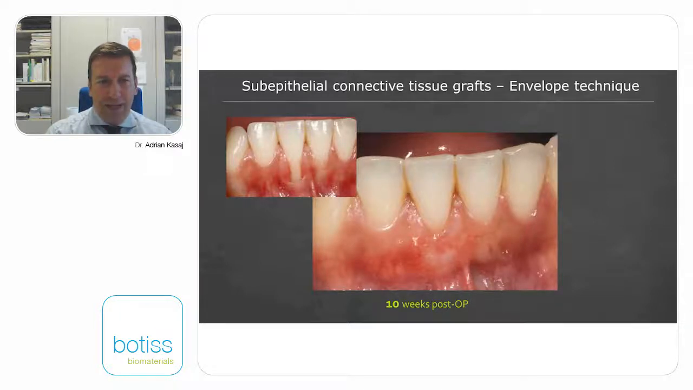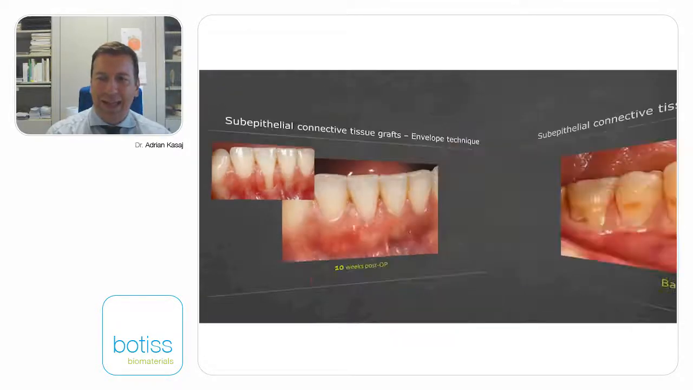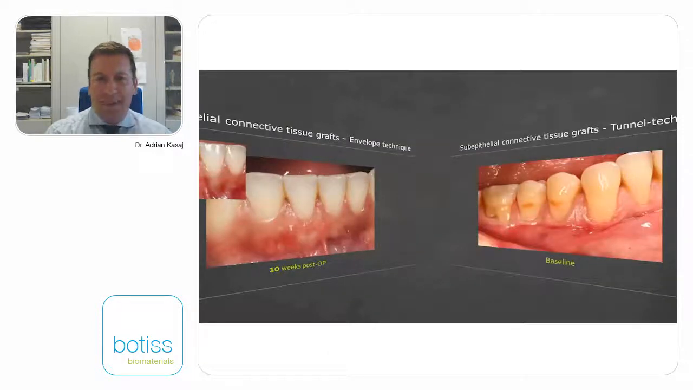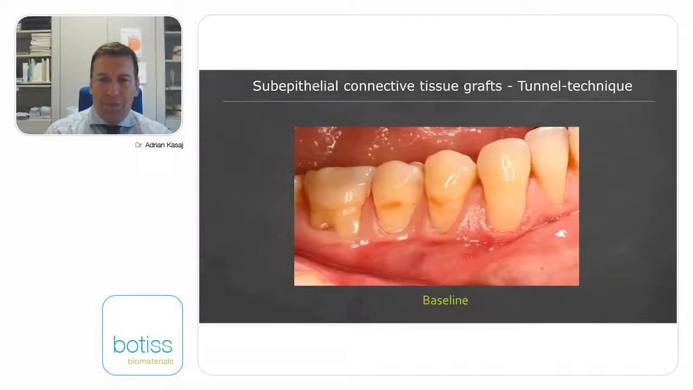So you can see here the coverage of the root surface, but also the thickening of the marginal tissue. So based on the envelope technique, a lot of modifications were performed, like the tunnel technique and the modified tunnel. Here some multiple recessions in the fourth quadrant.